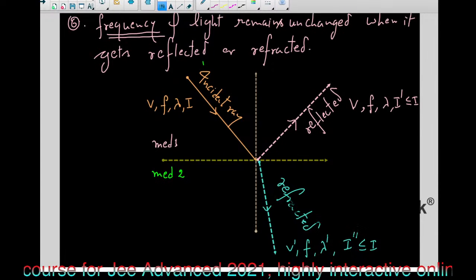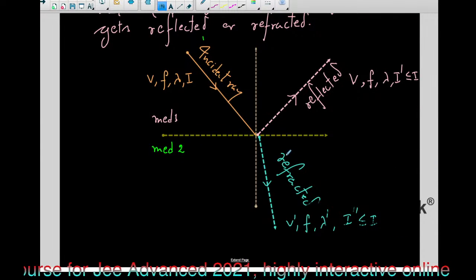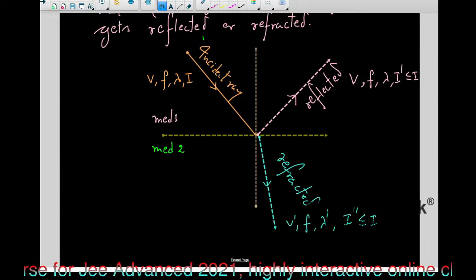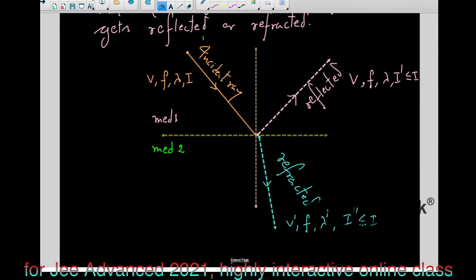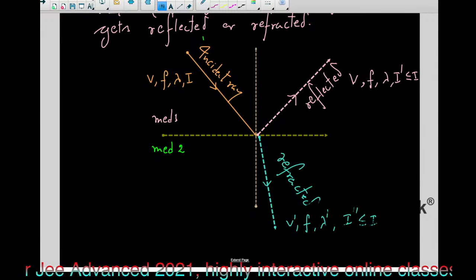Okay, sir. I will define intensity later on. Don't worry. Intensity is also a vector quantity of this light, right?